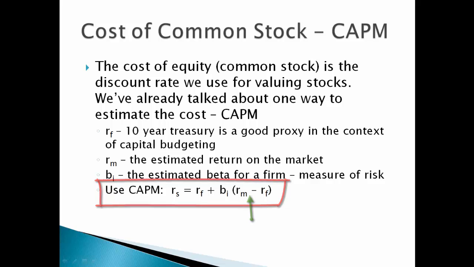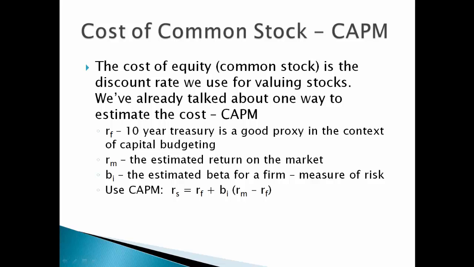One way to estimate the risk-free rate is to use a 10-year treasury. The 10-year treasury rates are going to be a good proxy in the context of capital budgeting because we typically are looking at longer-lived projects. So 10 years is kind of a reasonable estimate for the life of a project.